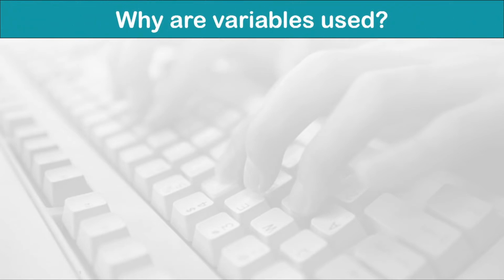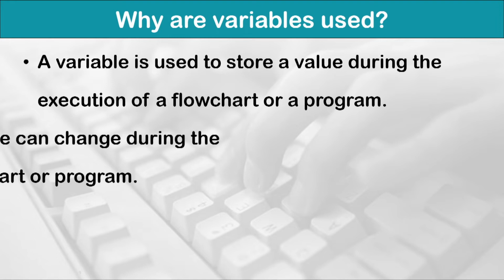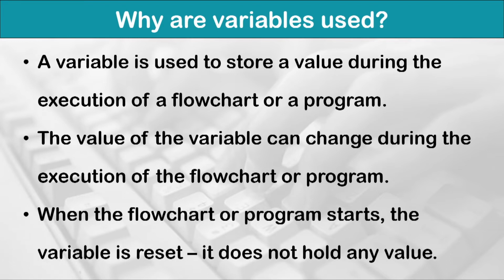Why are variables used? A variable is used to store a value during the execution of a flowchart or a program. The value of the variable can change during the execution of the flowchart or program. When the flowchart or program starts, the variable is reset. That is, it does not hold any value.